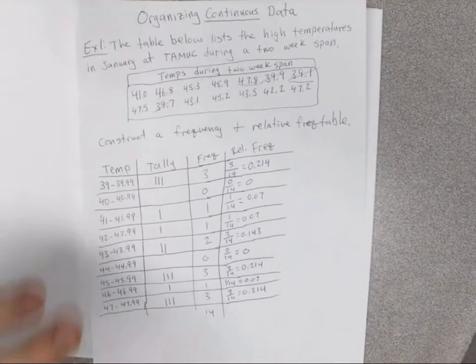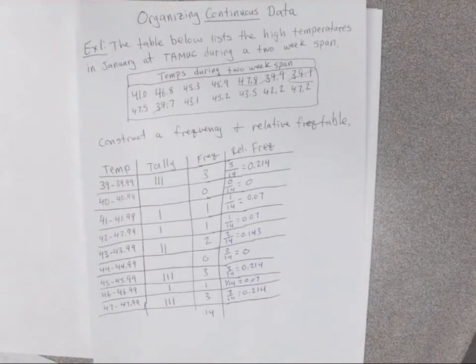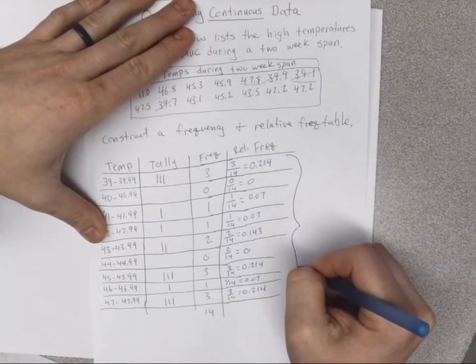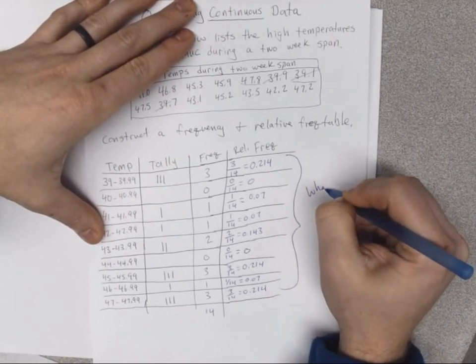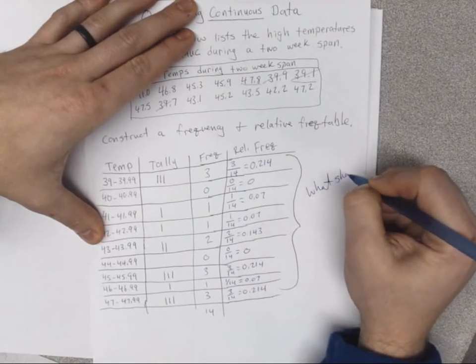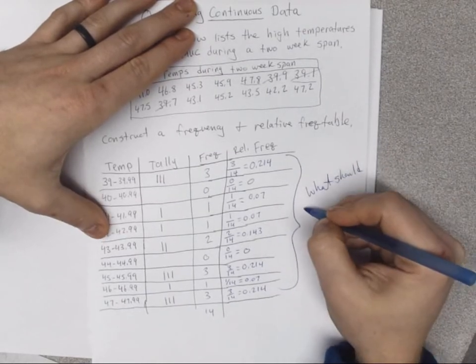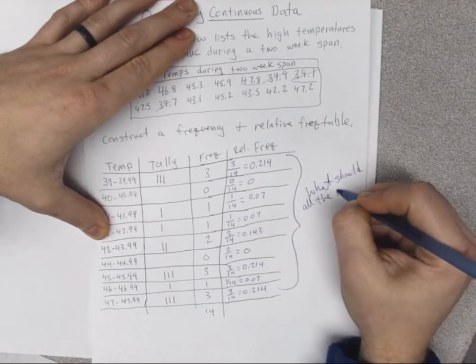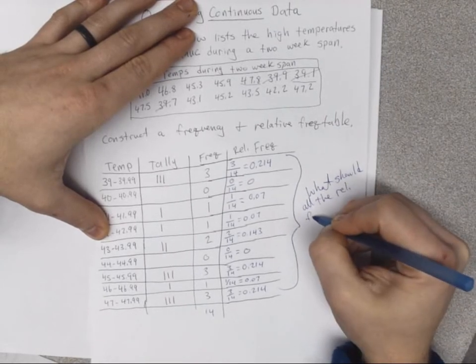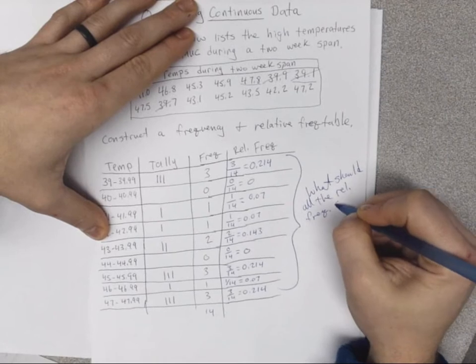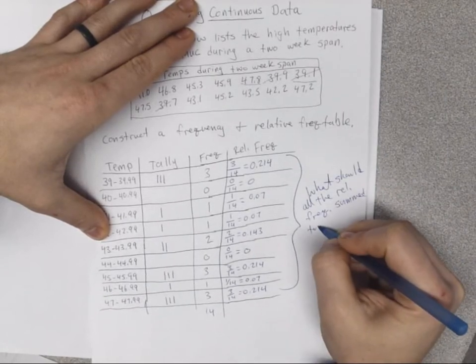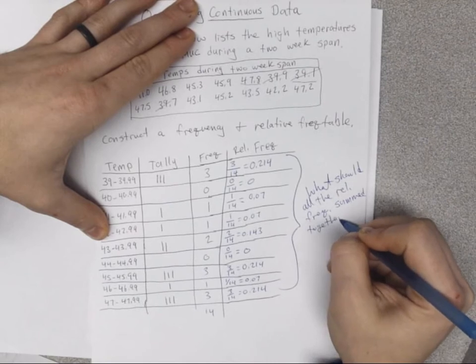All right. Question now that we're done with all this. What should all the relative frequencies summed together equal?